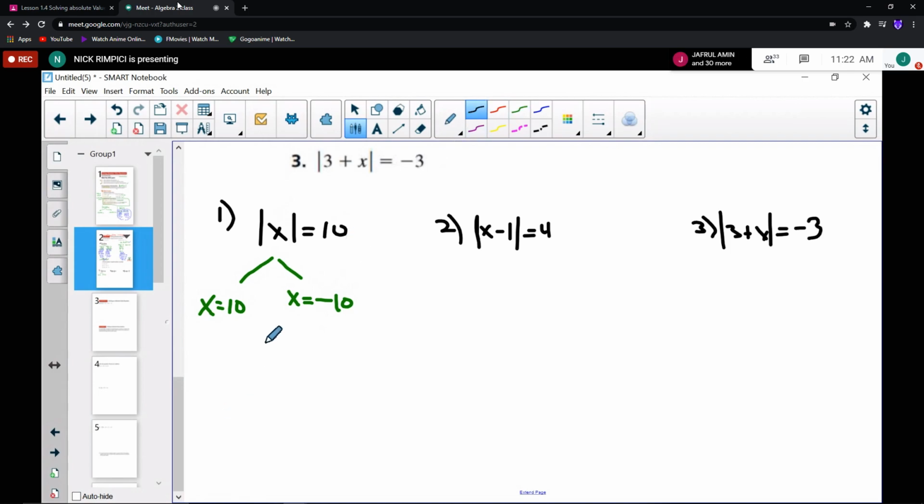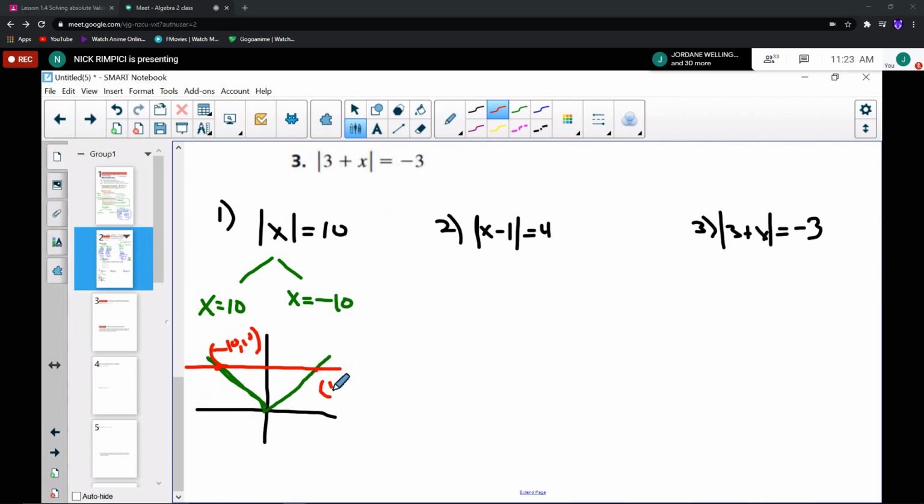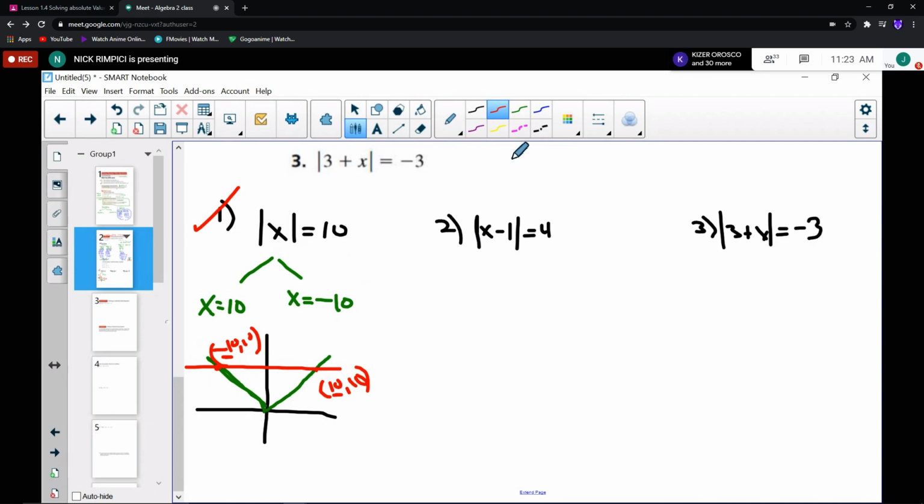The people who graphed it, if you did it that way, you would see this. Sorry for my sloppy graph, but you would see this. This coordinate here would be negative 10, comma 10, and this coordinate here would be positive 10, comma 10. And all we care about are the x values. So negative 10 and positive 10 with the graphing utility. So thank you, this is correct. This one's done.